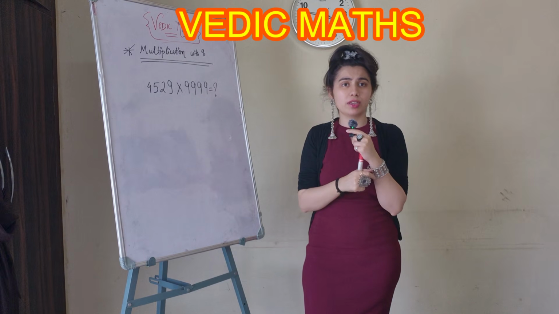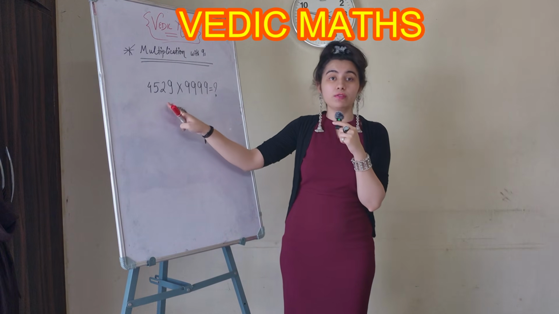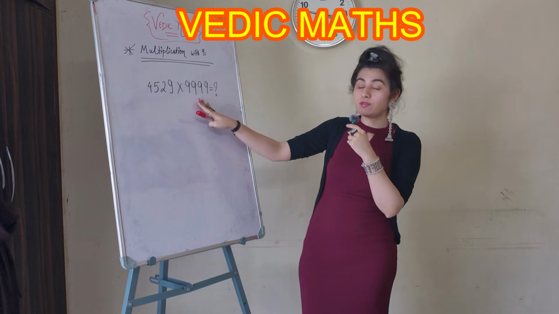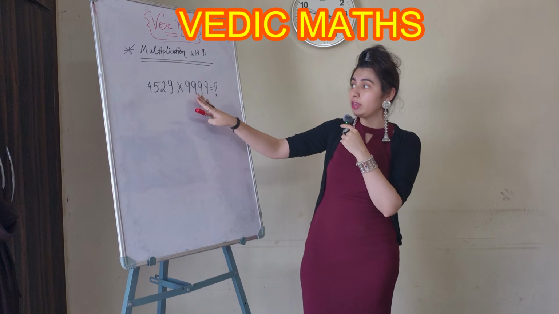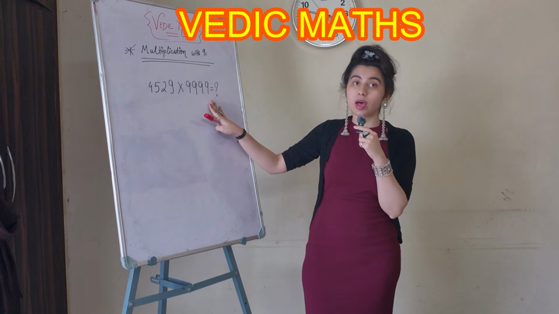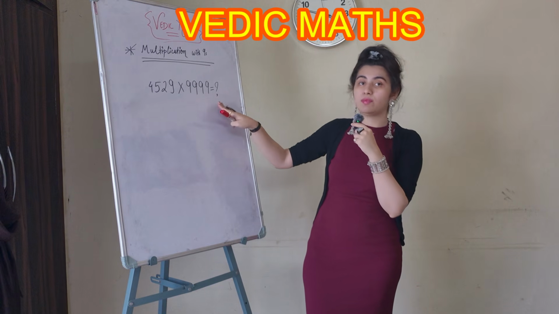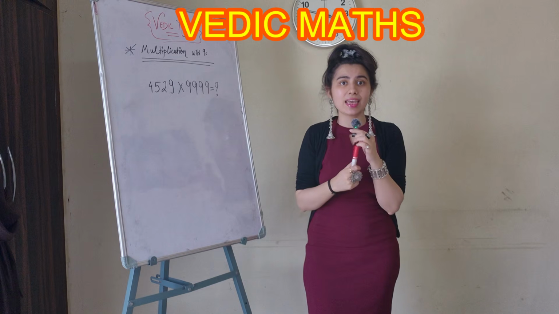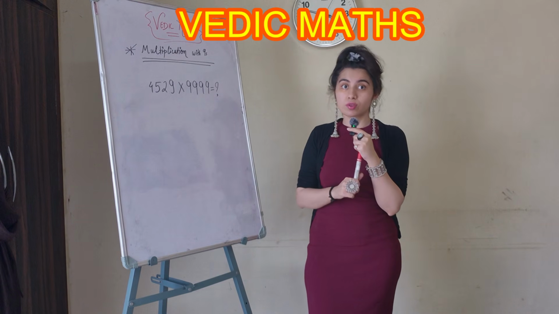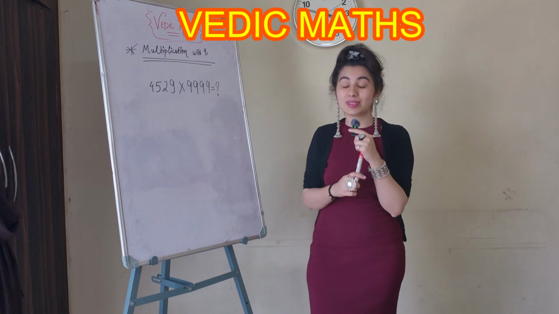What we gotta do is just subtract 1 from here, and that is 4528, and then the 4528 will be subtracted from these 4 nines, and it will be 5471. So the answer will be 45285471. Do check it. It's like this. Are you able to solve it in seconds now? If not, do practice.